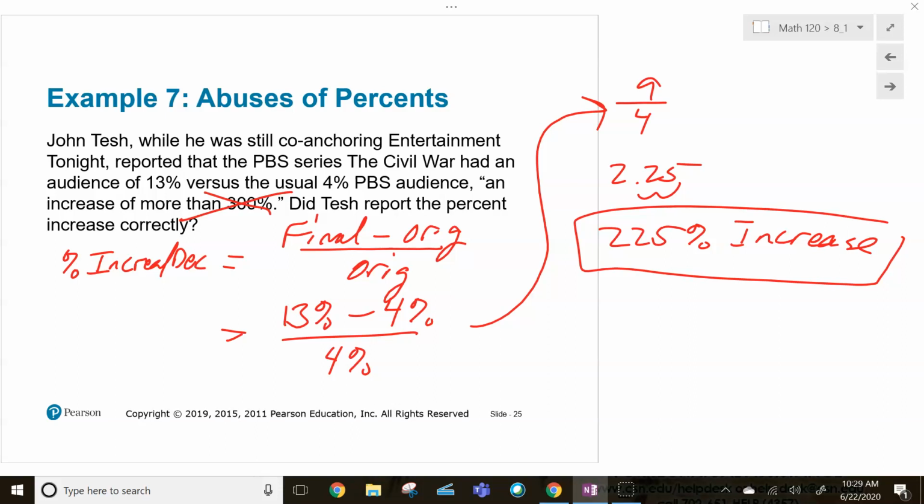Again, if you're typically 4%, 100% increase would take you up another 4%. So 4% plus 4% would be 8%. So we know it's definitely more than 100%. We go up another 4%, that's 12%, right? So that would be a 200% increase, but then we're going 1% more than that. So again, works out to be 225% increase when you do the math.